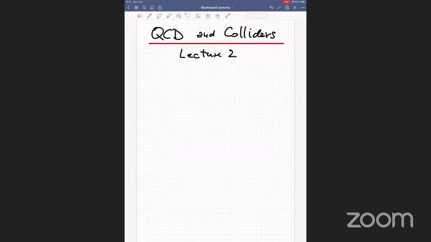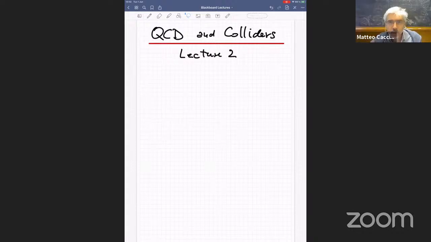We talked yesterday about colliders and detectors. Before moving on to QCD, I would like to give you a feeling of what we are actually looking at in colliders and how. So more specifically, I want to talk about kinematics, kinematic variables, and colliders.